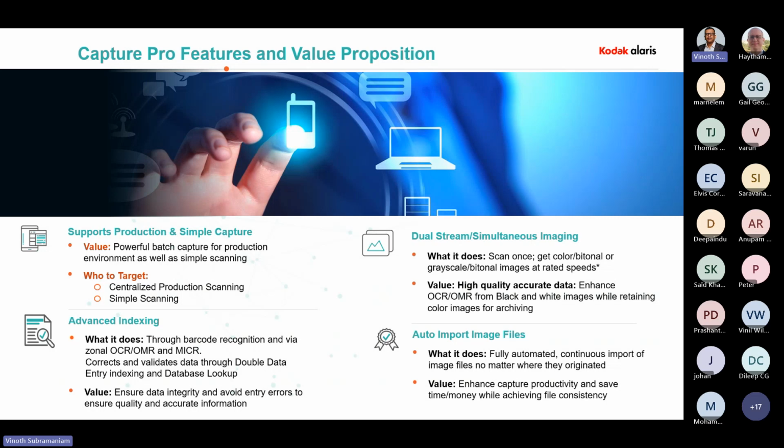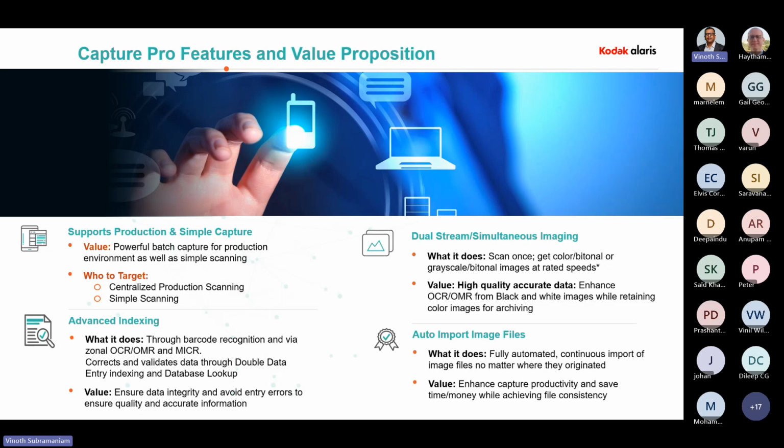And also the OMR, this is one of the best options we have in Capture Pro. The OMR, optical mark recognition, like bubble filling and tick marks and so on, you can capture those data as well. On top of that, you can do a double data entry, just to make sure that the data which you enter goes to two different people to make sure that the data has been entered correctly. If there is any mismatch, it will be automatically identified.